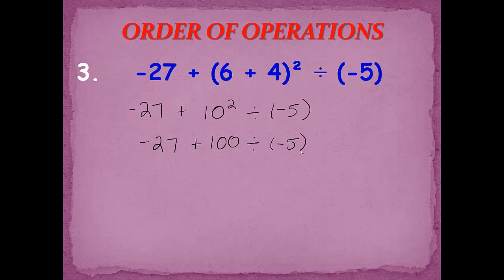-5. Our next step is multiplication and division from left to right. So we're going to do 100 divided by -5. And 100 divided by -5 is -20. So we have -27 plus -20. And -27 plus -20 equals -47.